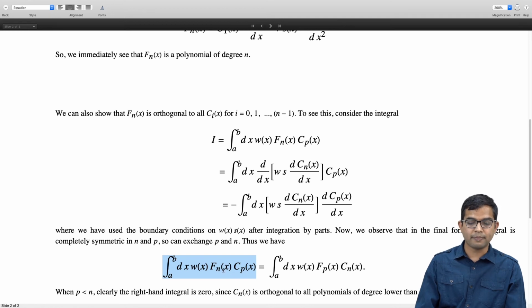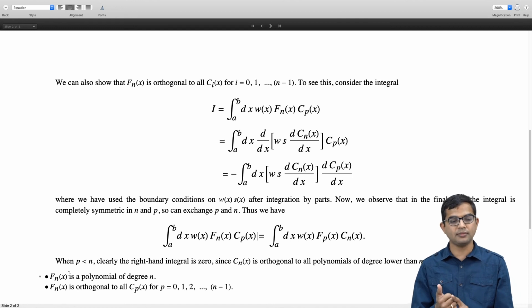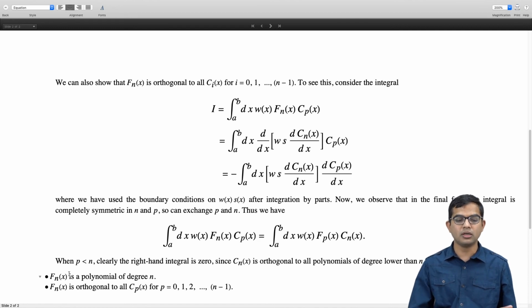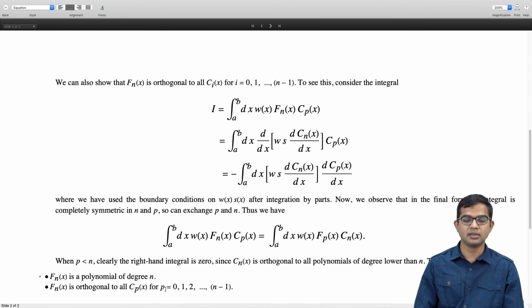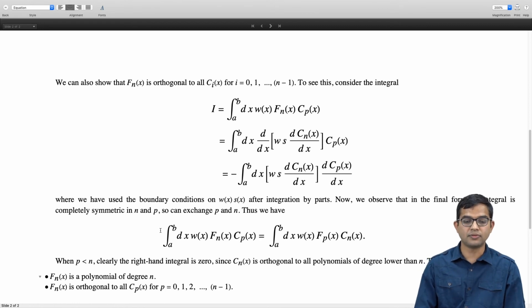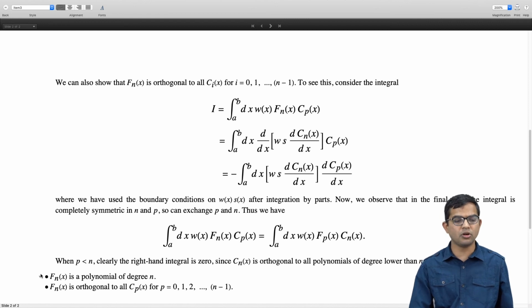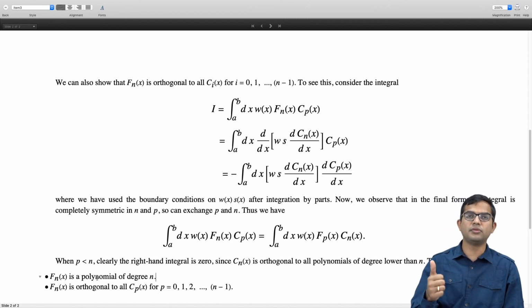Therefore, we have managed to show that fn of x is a polynomial of degree n, and fn of x is orthogonal to all Cp of x whenever p is less than n. So p can take values from 0 all the way up to n minus 1, and then it's 0. So the left hand side is 0. But what is such a set of polynomials? We have managed to construct a sequence of polynomials fn of x which have degree n, and these polynomials are orthogonal to all Cp of x where p goes from 0 to n minus 1, right?